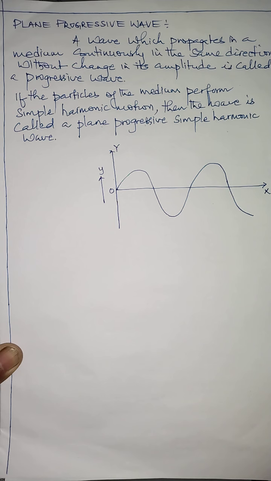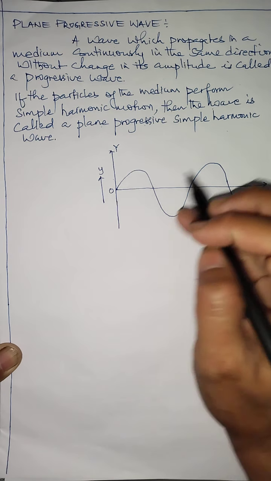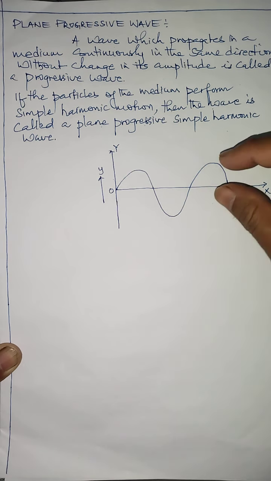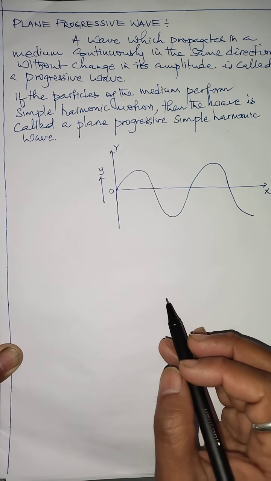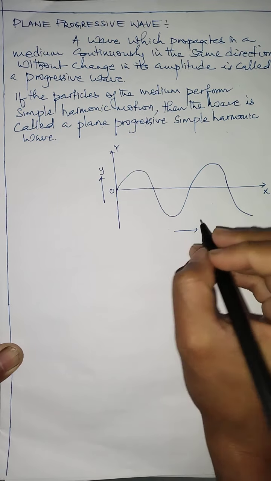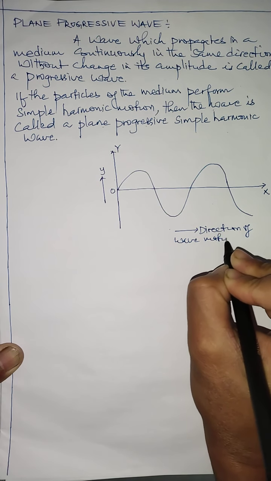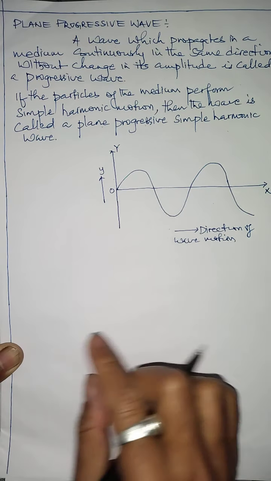So let me go this much. This is the plane progressive simple harmonic wave, because the particle is oscillating with constant amplitude in a particular direction and with the same frequency after every interval of time, and that is called plane progressive simple harmonic wave. Now this direction I consider, this is the direction of what? Wave motion. Which means the wave is propagating along the positive direction of what axis? X-axis.